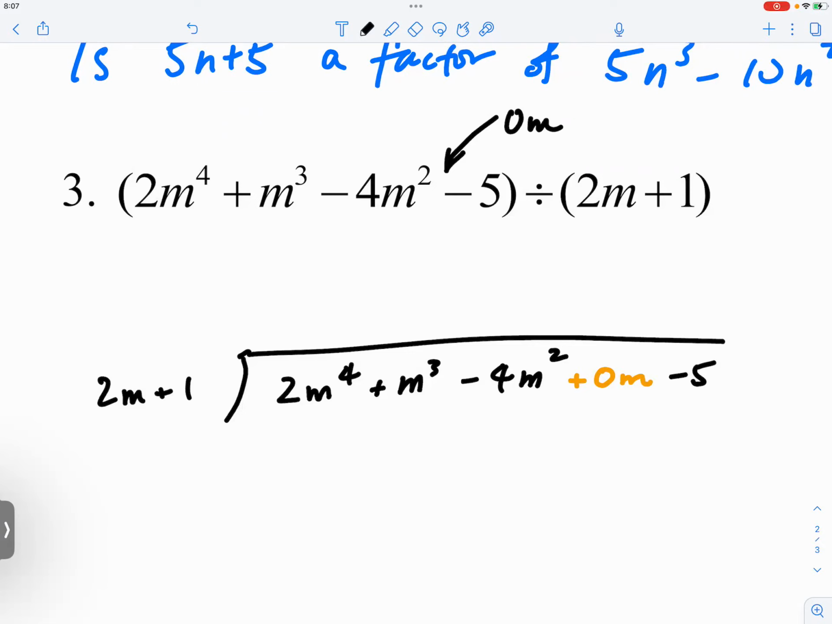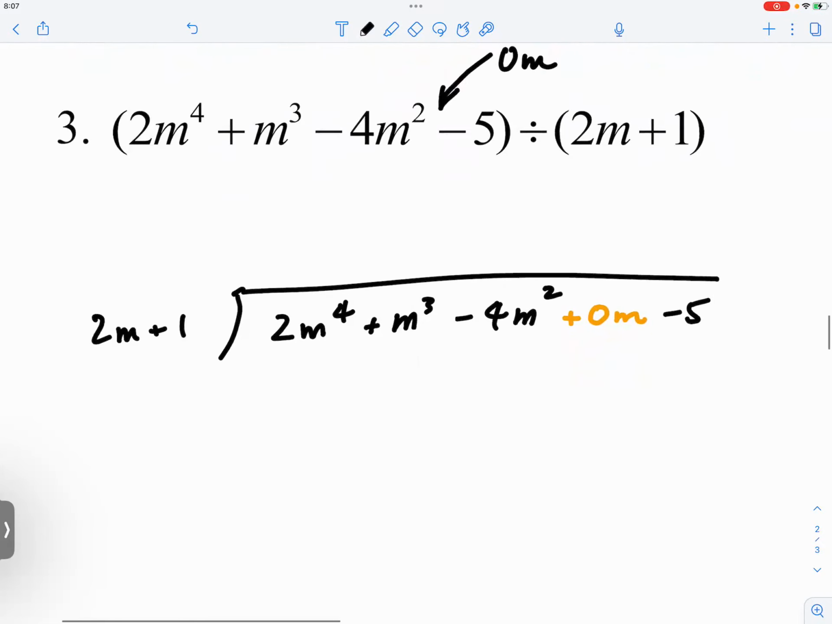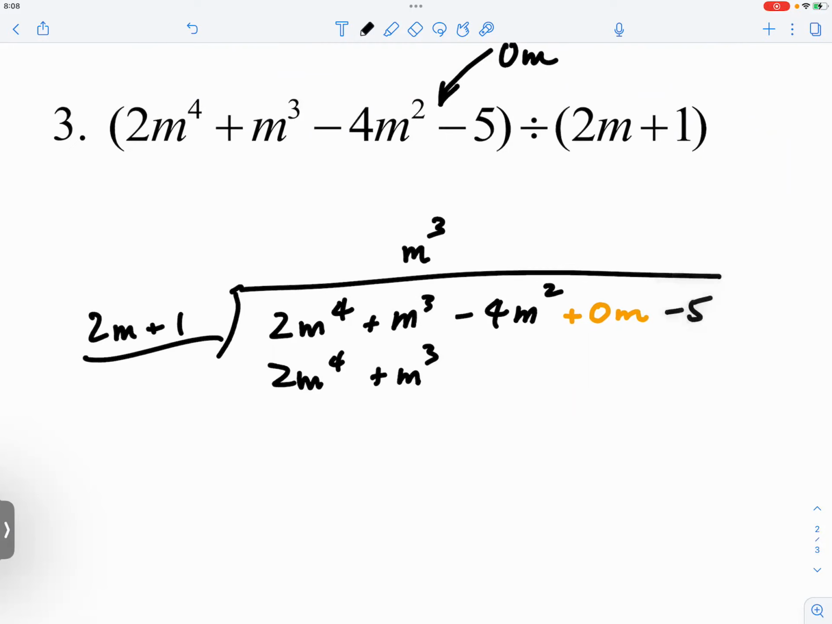Okay, so now we will perform the same process and see if you know how to do this all by yourself. Well, 2m times what would give you 2m to the 4th power? That would be m to the 3rd power, right? So we have this. Ooh, that's interesting. They both canceled out. So we just bring down the next 2 terms.